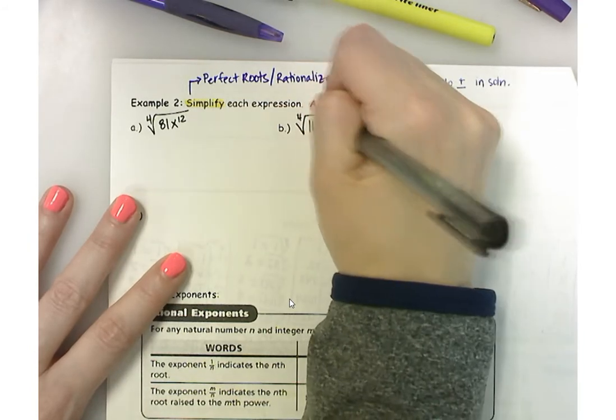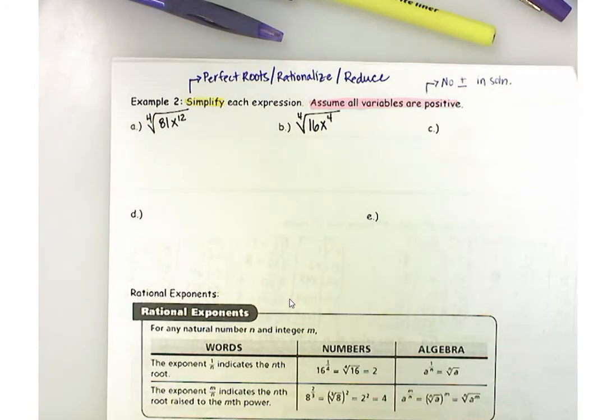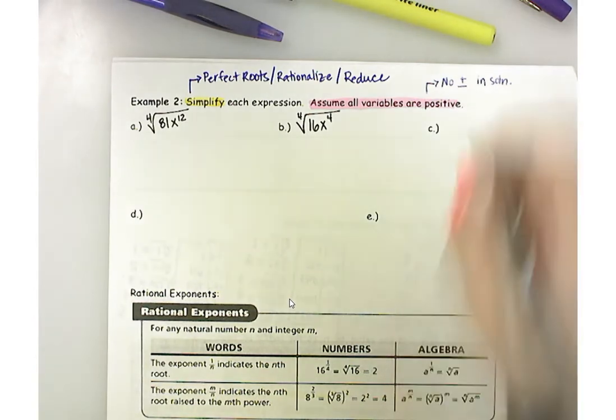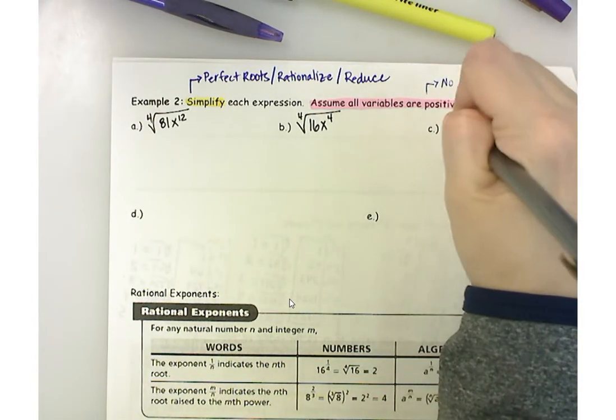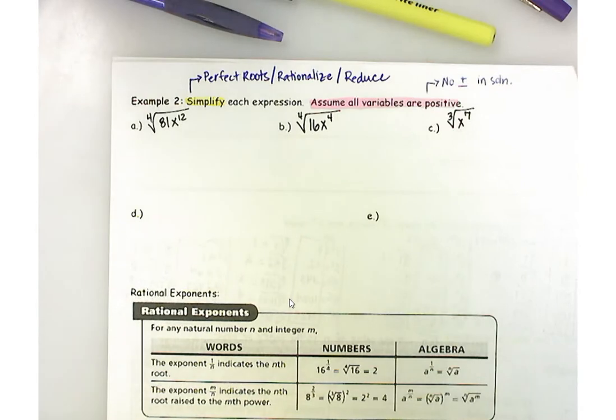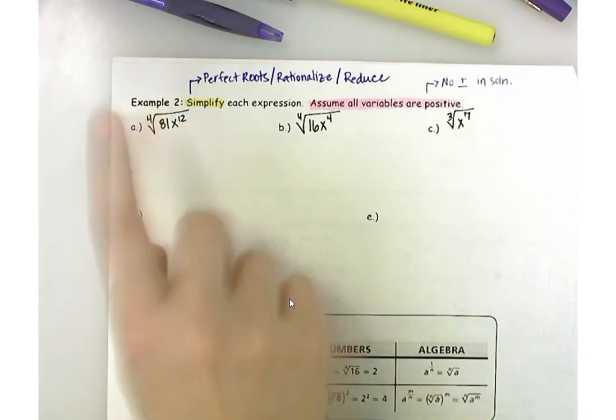Right, this can cancel out if we can rewrite 81 to the fourth power. So if we're doing this without a calculator, which this would be one that you could do without a calculator, let's break it up into what we know. So 81 would be what times what? 9 times 9. And then 9 breaks into 3 and 3, 3 and 3.